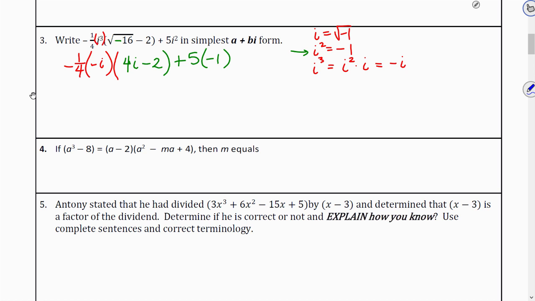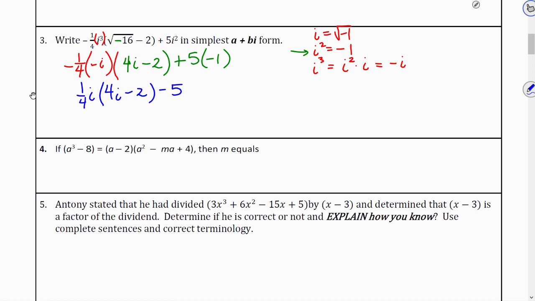So negative 1/4 times negative i is, let's see here, negative times a negative is a positive, so I have i over 4, I guess 1/4 i. I think most students have been happier with 1/4 i. This is still 4i minus 2. I have 5 times negative 1 is a minus 5.